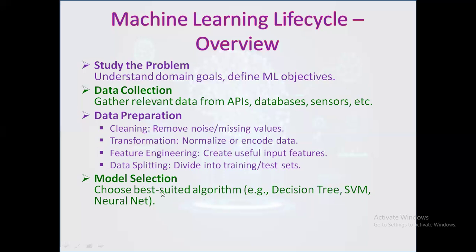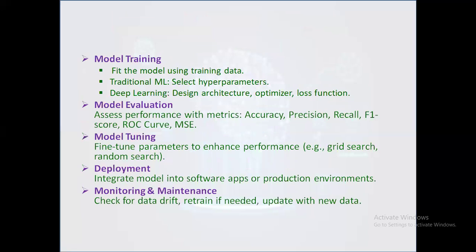Next, model selection. This step involves choosing the most suitable algorithm based on the type of problem and data characteristics. The knowledge of algorithm strengths, weaknesses, and assumptions is necessary. Sometimes multiple models are compared and the best one is selected. Next, model building and training. In traditional machine learning, building the model requires a minimal setup, such as choosing an algorithm and adjusting a few hyperparameters like tree depth or learning rate.